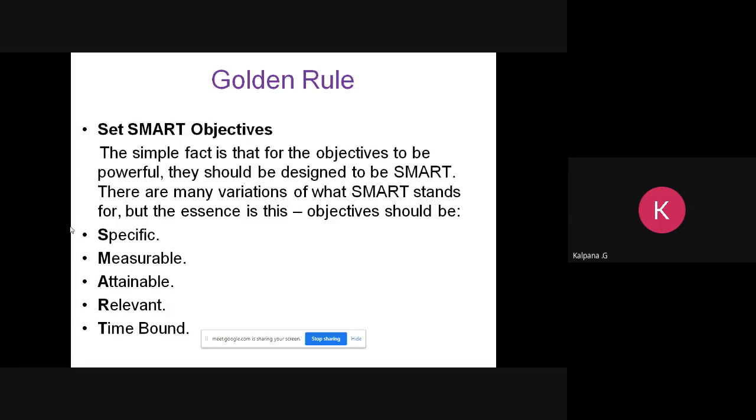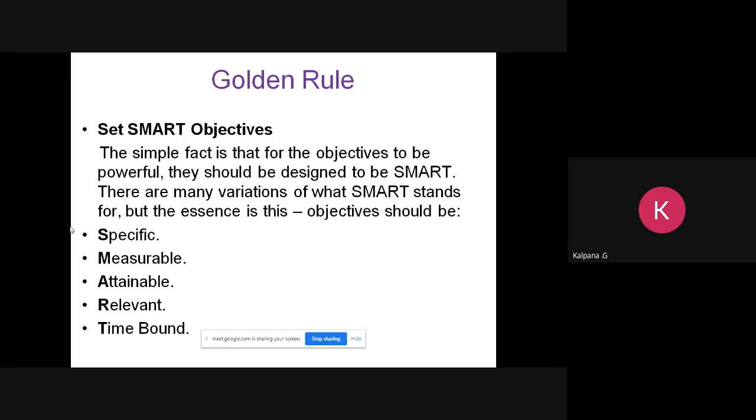The fourth criterion, or the fourth attribute in a SMART objective, is relevant. Does the objective meet the long-term activities or long-term goal of the organization or not? So we are going to make the short-term objectives relevant to the long-term objectives or the goal of the organization. The fifth point is time bound.